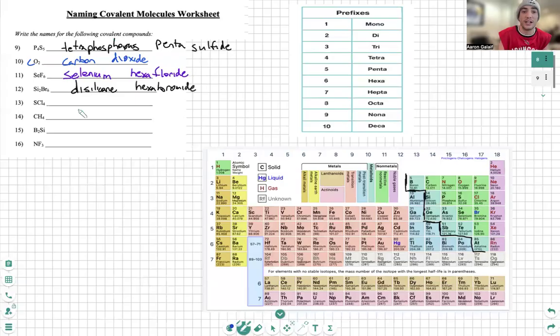Let's keep going. So we have SCl4. We have sulfur and chlorine, both nonmetals, so we use our prefixes. Sulfur is all on its own, but no mono for the first one. Sulfur, let's write that a little neater. So we'll have sulfur, and then we'll have tetrachloride.